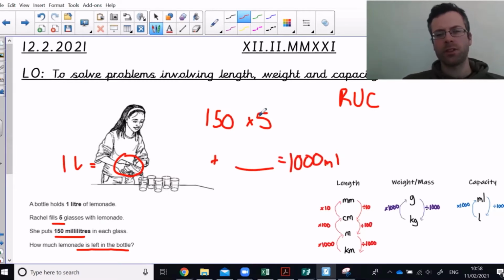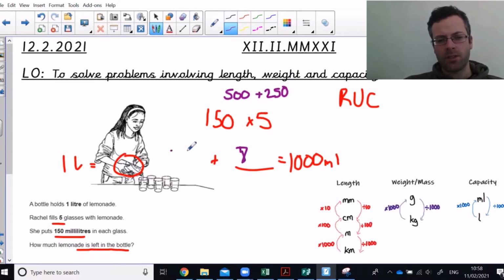So 150 times 5. Well, 100 times 5 is 500. 50 times 5 is 250. So I know that she's used 750 mils of lemonade. How much is left? Well, 750 add something equals 1,000. It's going to be 250 millilitres. So my answer, I'm pretty sure, is 250 millilitres.